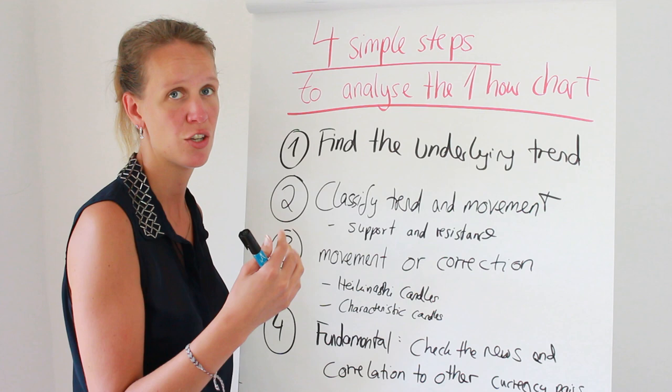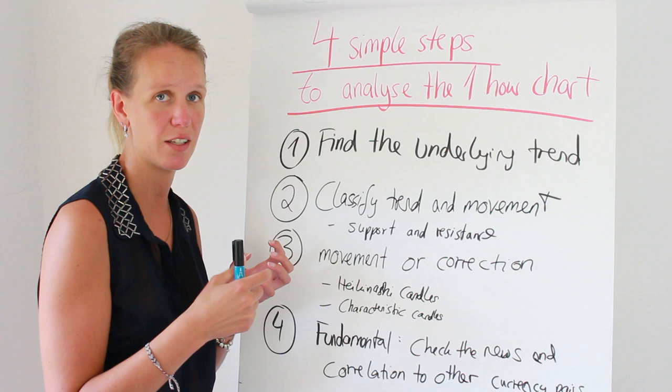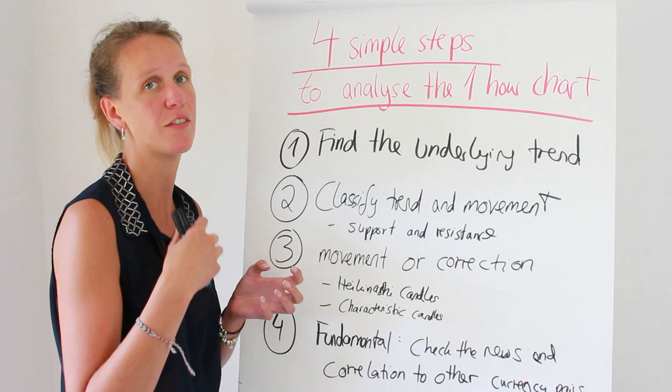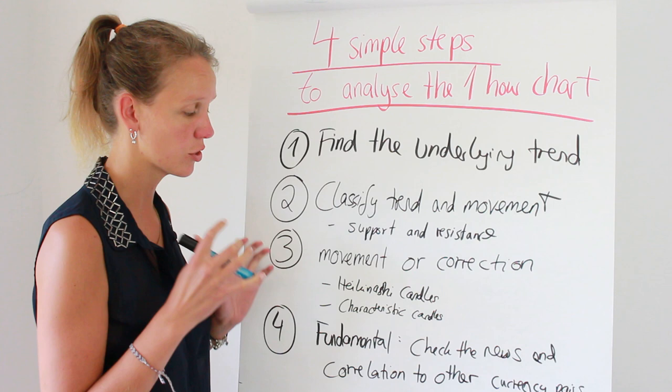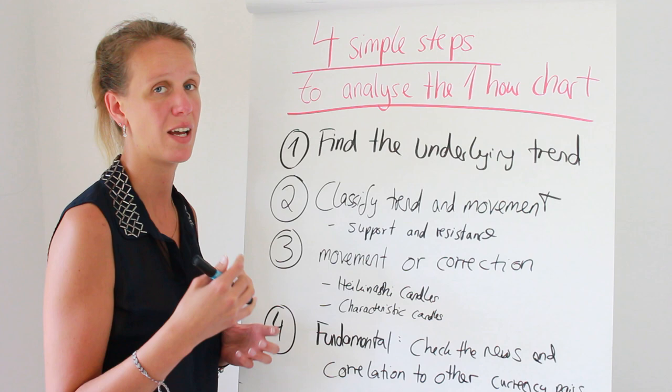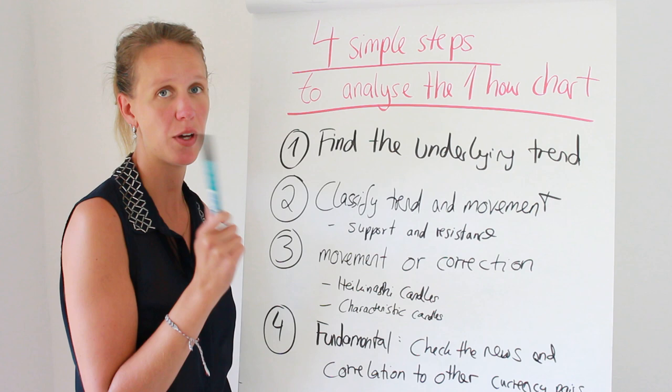So that way, through the correlation, it's a high chance that if the euro US dollar, the euro is making weakness, then it's affected, of course, by the Japanese yen, euro Japanese yen as well. So it's likely that there's weakness coming into the market as well. So that's why correlations between currency pairs is a really good indication for you as well. So these are four simple steps to analyze the 1 hour chart in a really quick but really sufficient way.